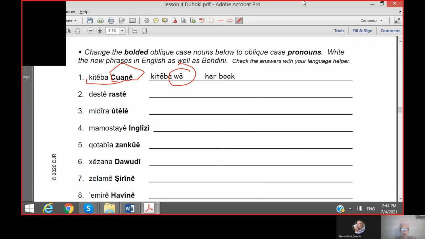You can check your answers potentially in Appendix S in Book B, or you can check them with your language helper. And be sure to write what it is in English too, so that you know what you're talking about.